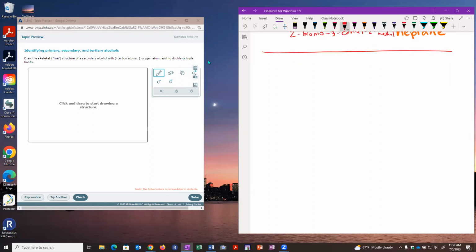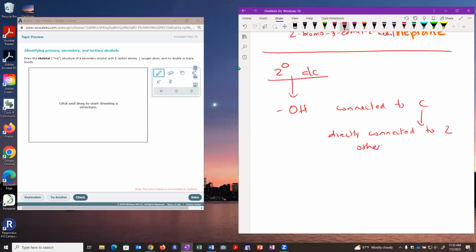All right, so the key thing here is that it's a secondary alcohol. So secondary alcohol, we abbreviate as this. So as with all alcohols, they're going to contain the hydroxyl or the OH groups. Secondary alcohol means that the hydroxyl is connected to a carbon. And this carbon itself needs to be connected directly to 2 other carbons. So we can start with that first, right?